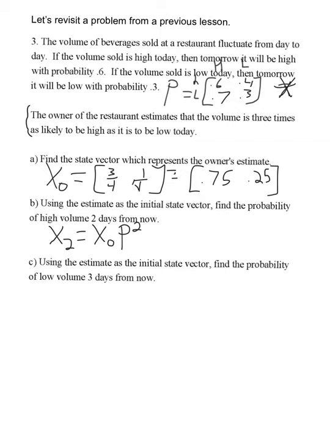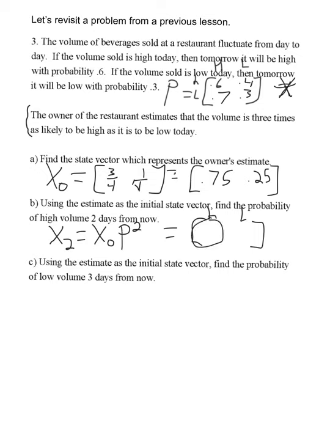All right, part C. Now it's asking, and let me go back real quick. In B, it says find the probability that it's high 2 days from now. So when I multiply the state vector x sub 0 times p squared, you're going to get another vector, and you just have to remember which was first. So I've got high and low. Since I want to know the probability of being high, I'm just looking for whatever that number right there is.